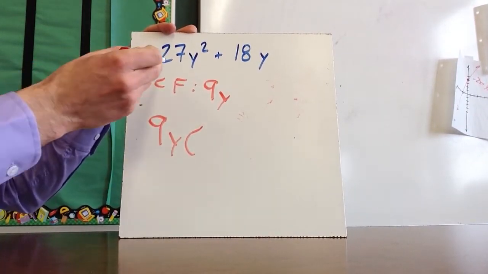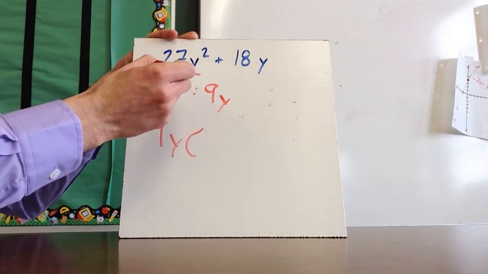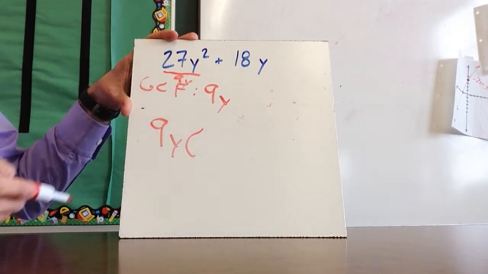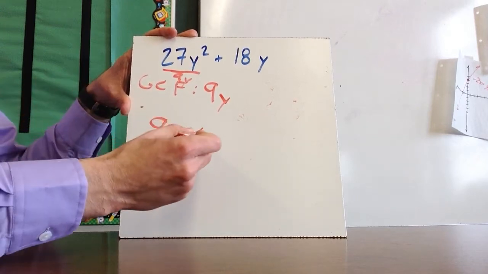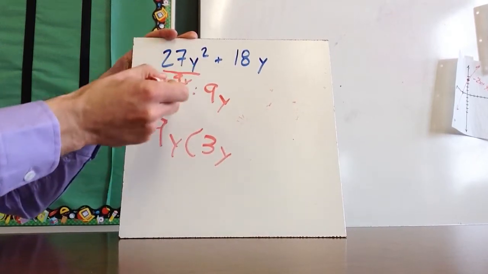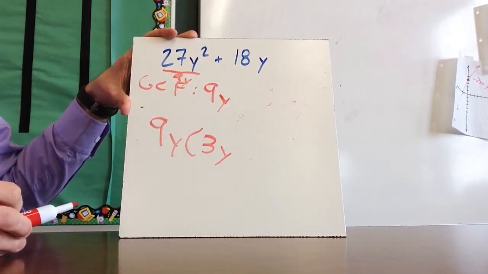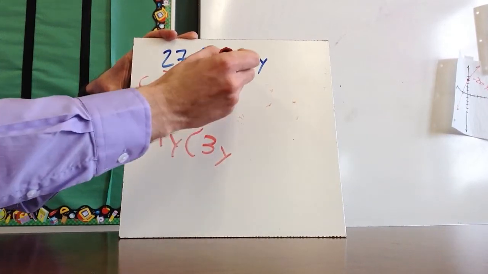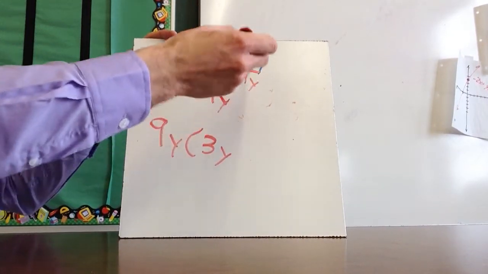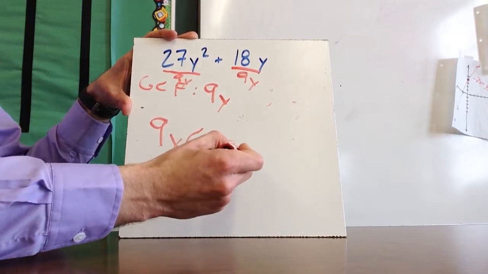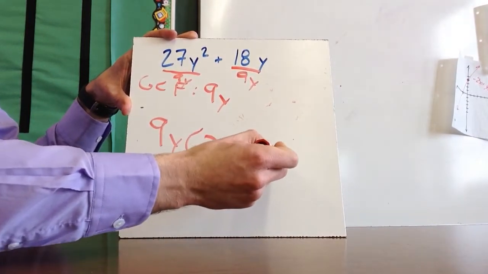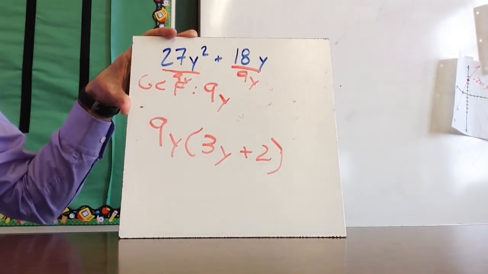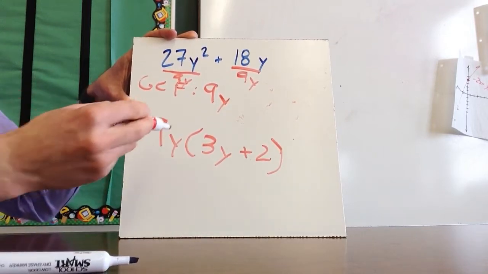Now what I need to do is divide this by 9y. When I divide this by 9y, I end up with 3y, right? Divide the numbers, subtract the exponents. And then over here, I'm going to divide this by 9y. The y's will cancel out. I'm left with positive 2. This would be my final answer, so I'll circle this.